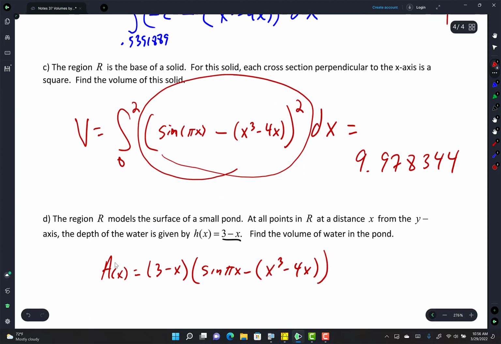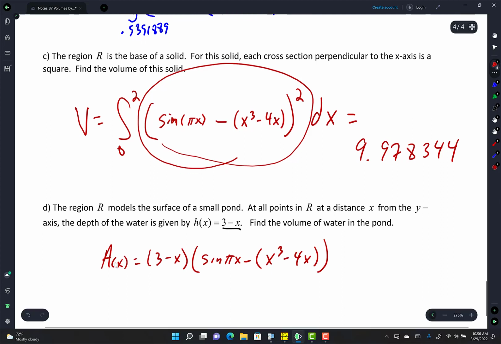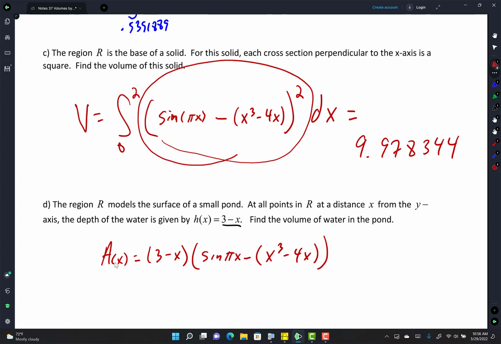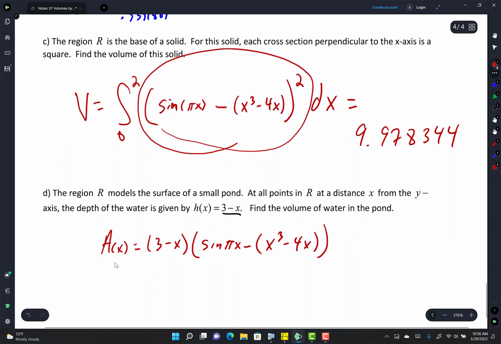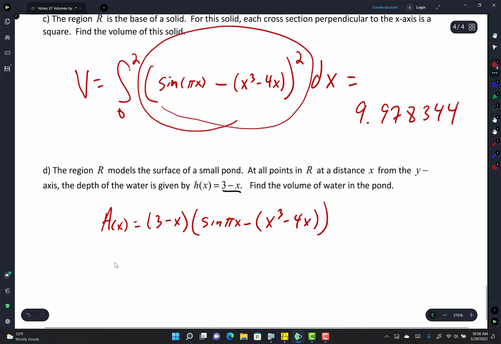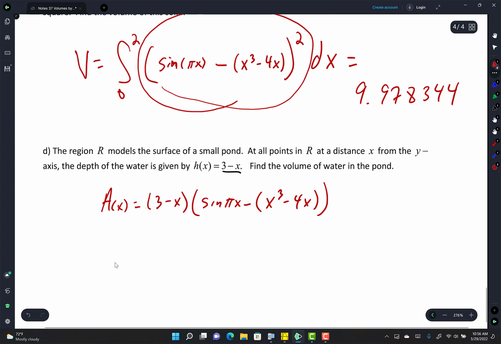Okay, there it is. That's what I see as my area cross section. The region R models the surface of a small pond. All points are at a distance x from the y-axis. The depth of the water is given by 3 minus x. Find the volume of the water in this pond. Yep. R is the distance x. Yep, that's what I see, guys.